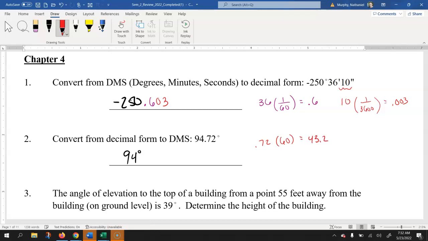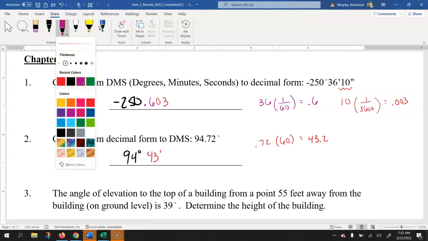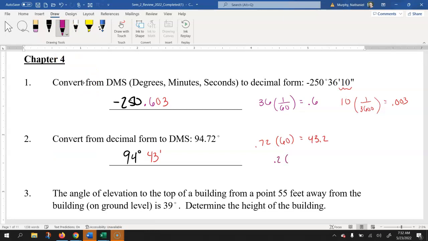And what we're going to do with that 43.2 is we're going to say, well, there's 43 minutes. And we're going to convert that 0.2 now into seconds. Again, there's 60 seconds in a minute. So that 0.2 represents 0.2 minutes. To figure out how many seconds that would be, we would take 0.2 times 60. When you do that, you would end up getting 12 seconds. So this would be 94 degrees, 43 minutes, 12 seconds as your answer.